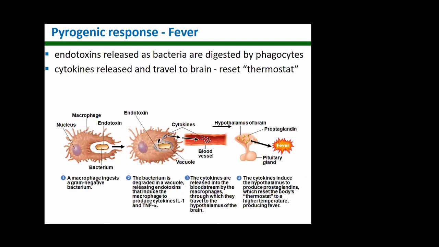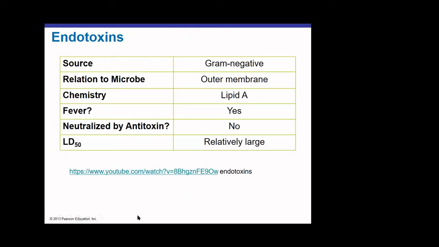And cytokines, I'll point out, is just an umbrella term for lots of different kinds of pro-inflammatory proteins. Some of them will activate T cells, some of them will activate B cells, some of them will activate innate guys, and some of them, the ones that we're talking about here, will actually travel to the brain and raise the temperature. Okay, there's a video here on endotoxin that I'll also link in the Canvas module.